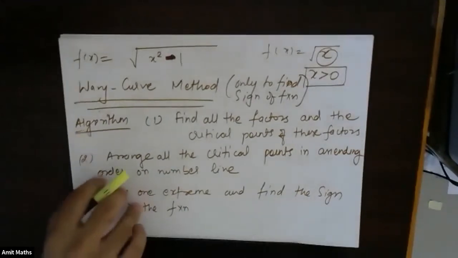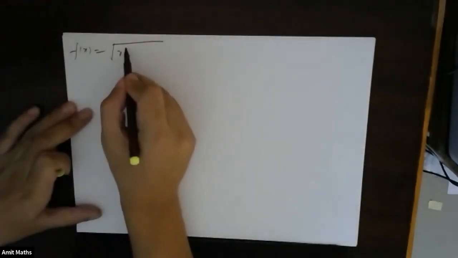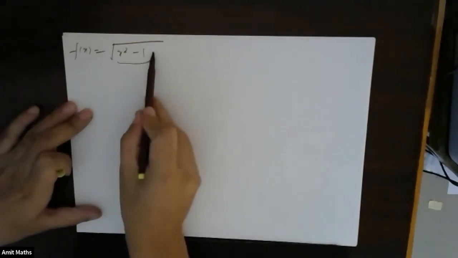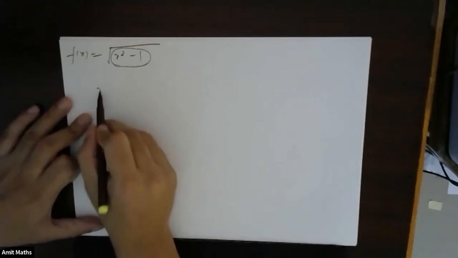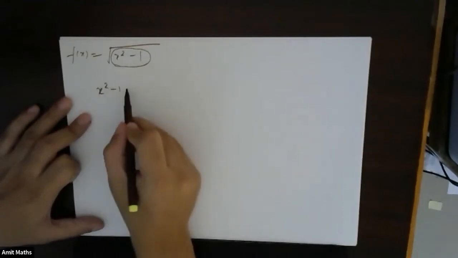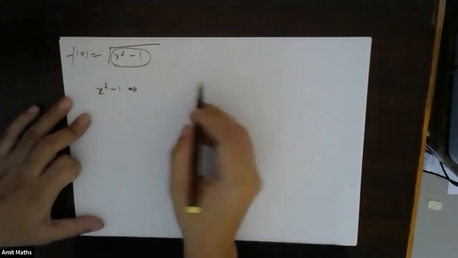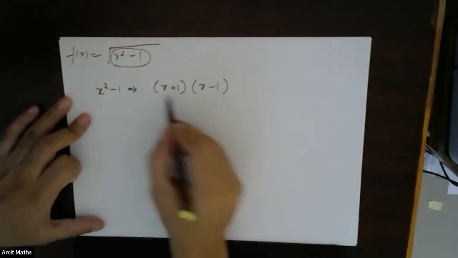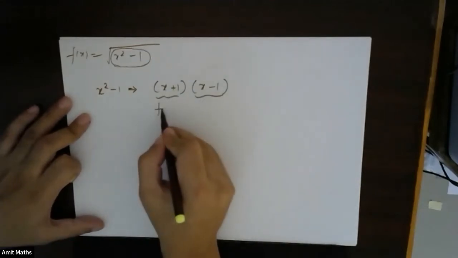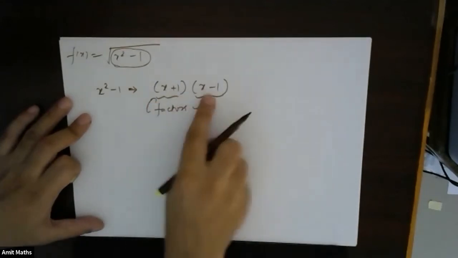Okay, I hope you have written this down. Fine. So in the previous case, I have f of x is equal to under root of x square minus 1. I have to check the sign of this x square minus 1. So I'll first write down its factors. x square minus 1 can be written as x plus 1 into x minus 1. So these are the two factors, x plus 1 and x minus 1.